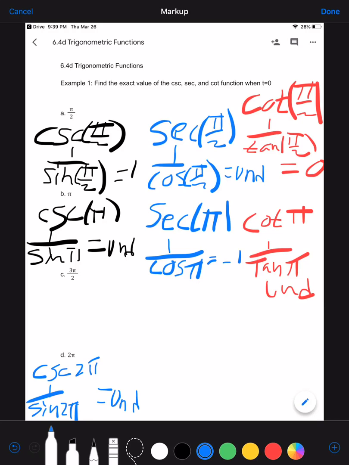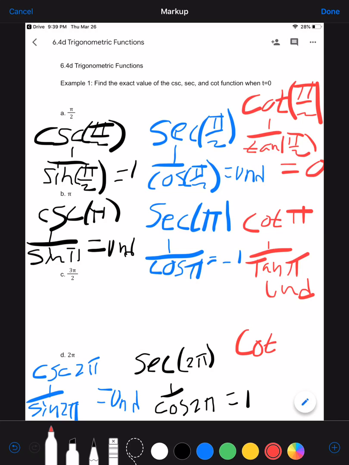I used the wrong color. Sad. Oh well. Secant of 2 pi, or 1 divided by cosine 2 pi equals 1. Lastly, cotangent of 2 pi, or 1 divided by tangent 2 pi equals undefined.